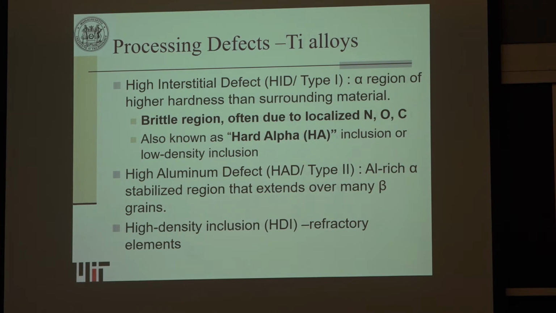The second type is the high aluminum defect, which is an aluminum-rich alpha region that is over multiple beta grains. So depending on whether you have the alpha grains or beta grains, because you have various stabilizing elements, you'll have different types of defects when you look at it under a microscope based on the elements in each one of those defects. The third one is a high density inclusion. This relates to refractory elements in the melt.